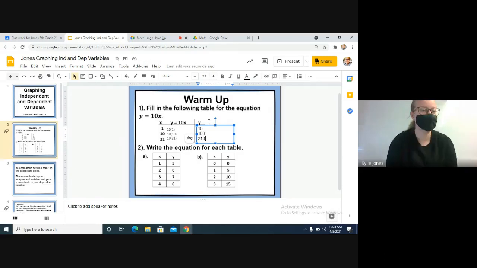Yeah, so graphing independent and dependent variables are on the warm-up slide. Just kind of looking at it. You have to draw your own text box, and then you can type what I have up there.